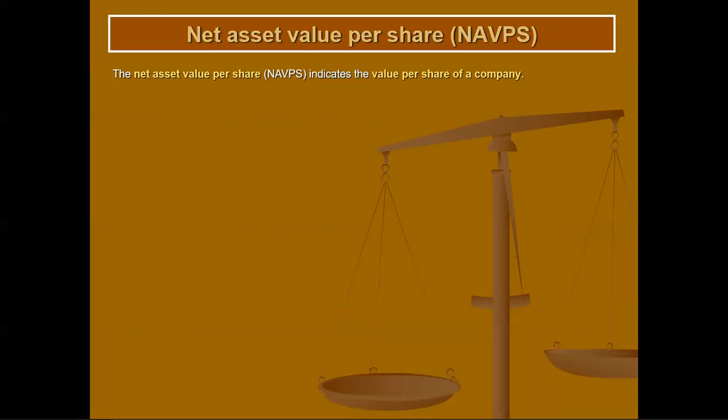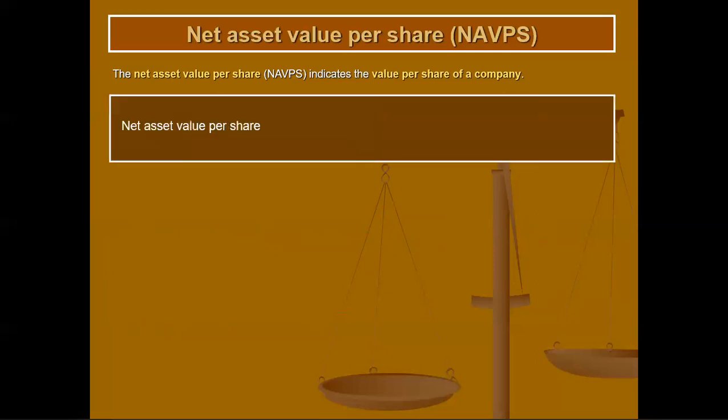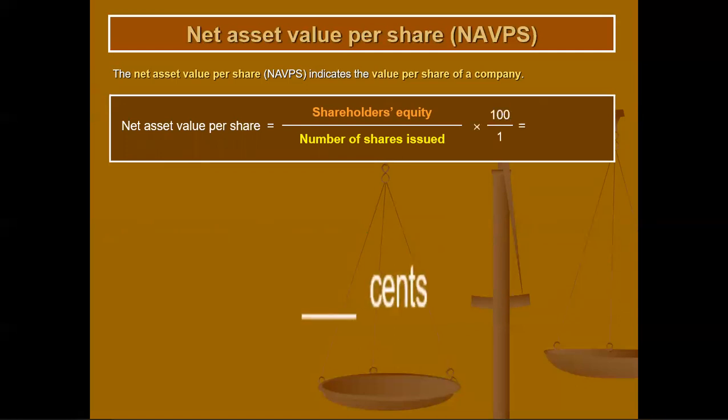Your net asset value per share will be equal to your shareholders' equity divided by the number of shares that have been issued. Guys, once you understand what you're doing, this will be totally easy for you. Whatever you get, you multiply by 100 and you represent it as cents. All right, you write it as cents.